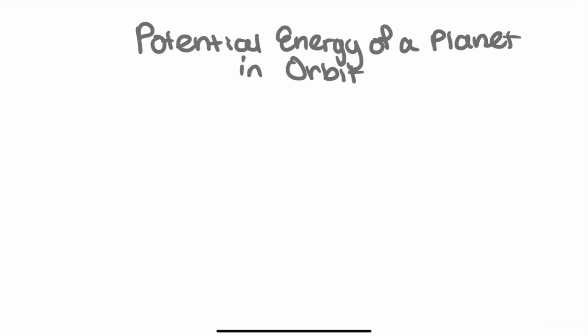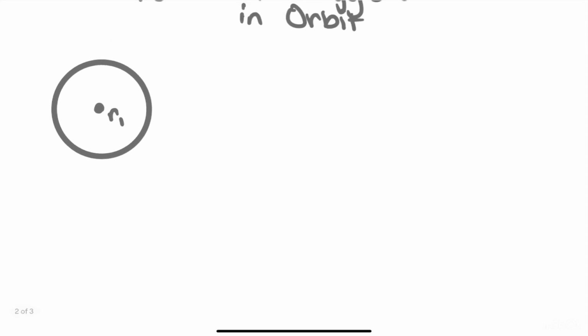Hi everyone, today we're going to be finding the potential energy of a planet in orbit. So let's start off with the planet, which has a center that we'll call R1. There's another object that is a certain distance away from it at point R2.